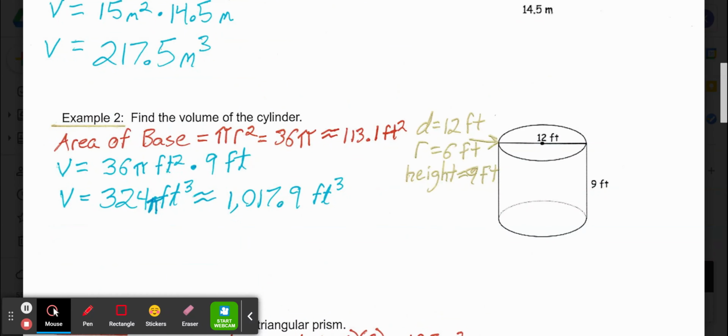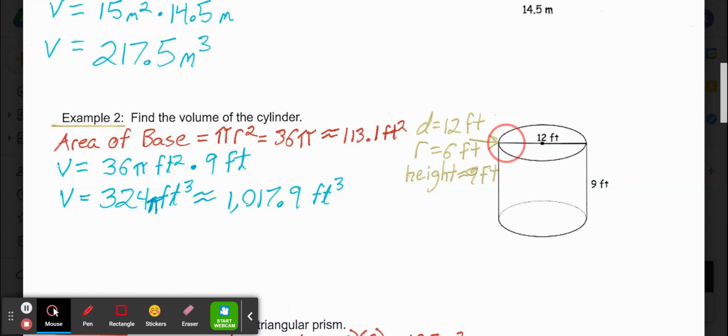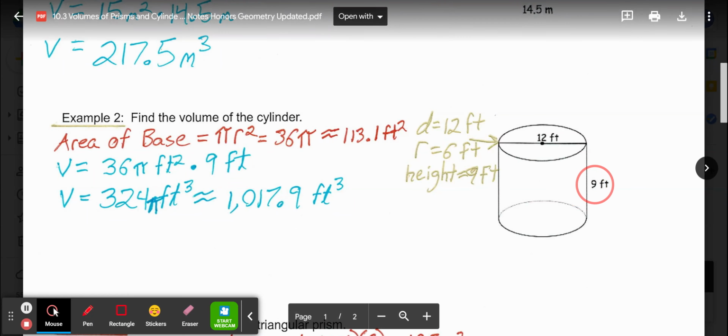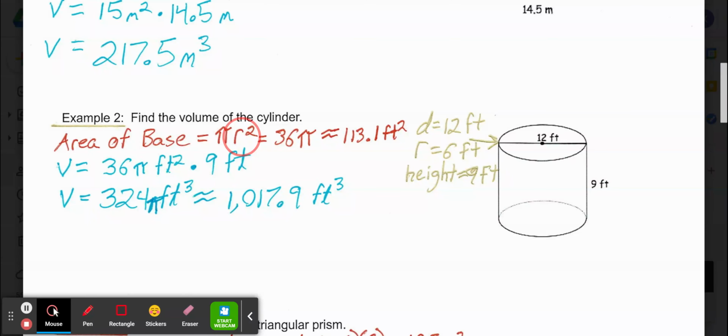Example 2, looking at a cylinder. Right away, I identify on the cylinder, the diameter is 12 feet. So because I'm using an area formula, I want the radius, cut the diameter in half. Radius of that base would be 6 feet, and we know the height of the cylinder is 9 feet. So the area of the base, which is a circle, is pi r squared. So using the exact area, that would be 6 squared, which is 36 multiplied by pi. So we could write it as 36 pi.